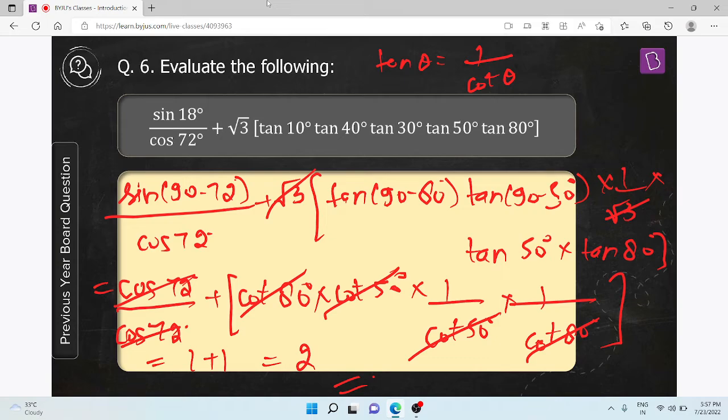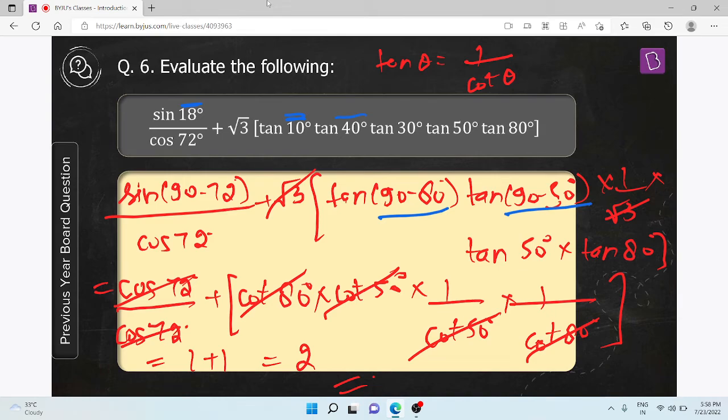Okay, Shreya. So we can write 18 degrees as 90 minus 72. Thank you so much, Anshul. Thank you so much, Devraj. Thank you so much, Bhumi. Why cos 72 as it is? Root 3 as it is. We can write this 10 degrees as 90 minus 80, this 40 as 90 minus 50. Tan 30 from the table is 1 by root 3. Tan 50 and tan 80 stay as they are.